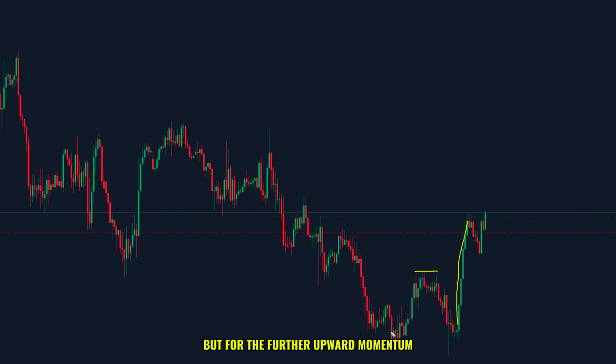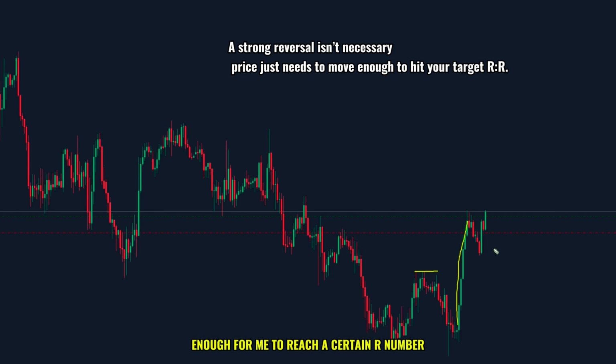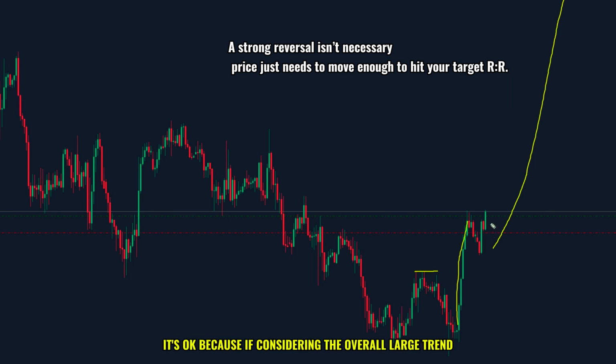But for the further upward momentum, I only expect it to increase enough for me to reach a certain R number. For example, if it increases to here, just increasing to here is enough for 2R, so I exit. And after that, if it goes down further, it's okay, because considering the overall large trend, it is still decreasing, the downward force is still dominant.